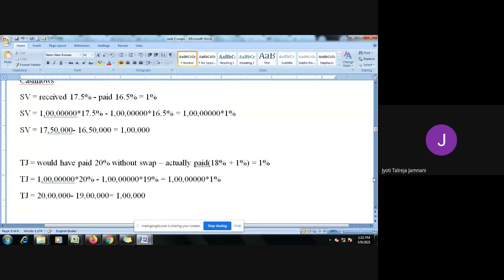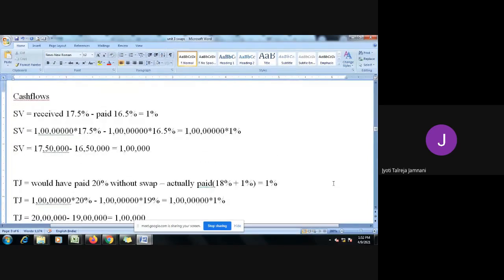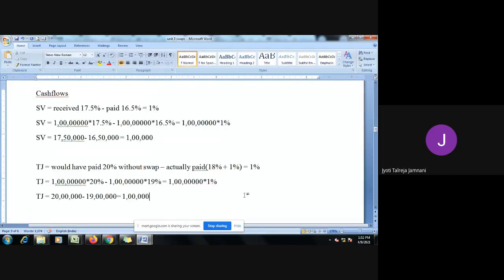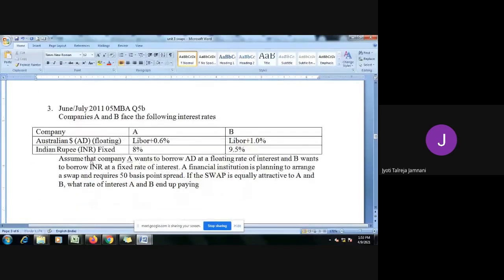Any doubts in how to find the cash flows? Was it clear? Should we go to the next problem? Yes, ma'am. I hope compared to the first problem, this problem went more easy and smooth because by now you know certain things. You want me to go slow or is this pace fine? This speed is fine, ma'am. It's fine. Okay. Let's do the third problem.